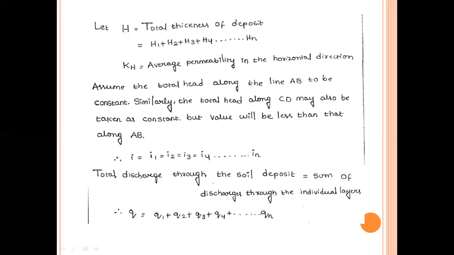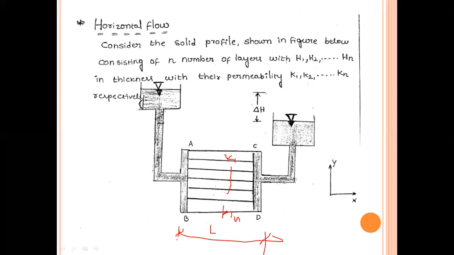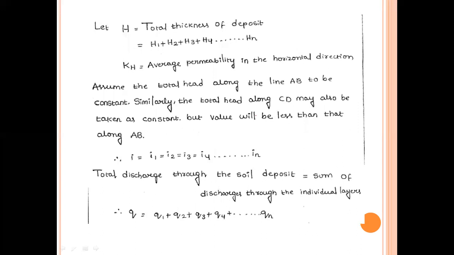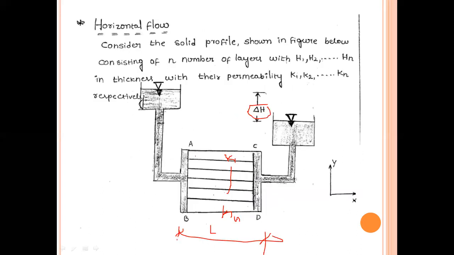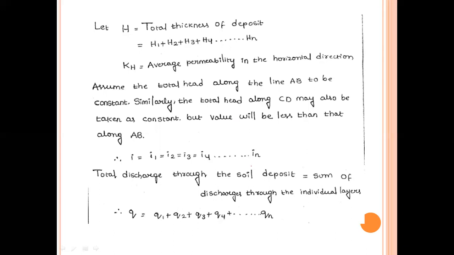Let H be the total thickness of the deposit. Here, this is the total deposit, and the total thickness of the layers is H1 and so on, Hn. It is the number of layers, and Kh is the average permeability in the horizontal direction.